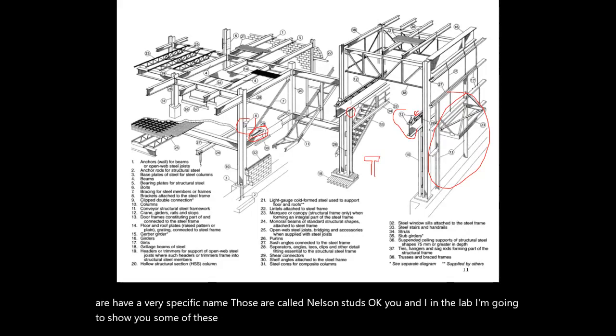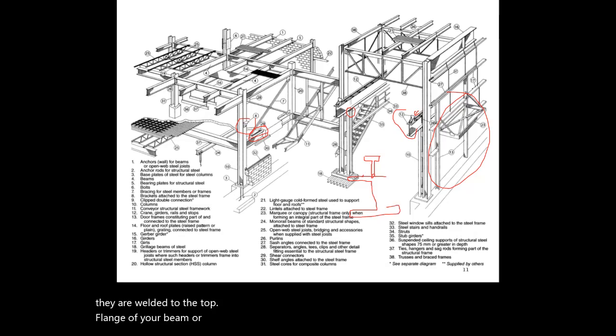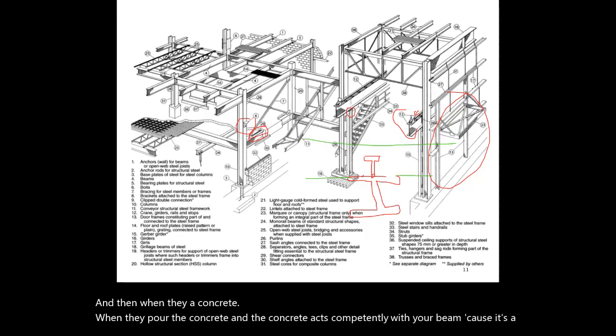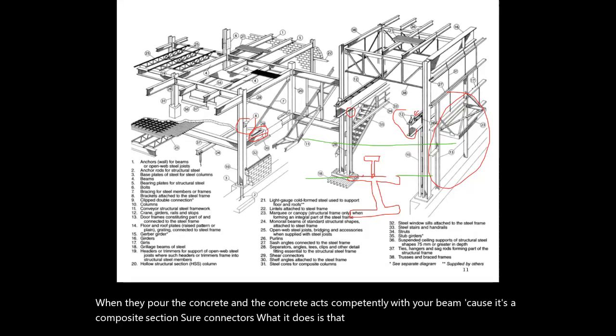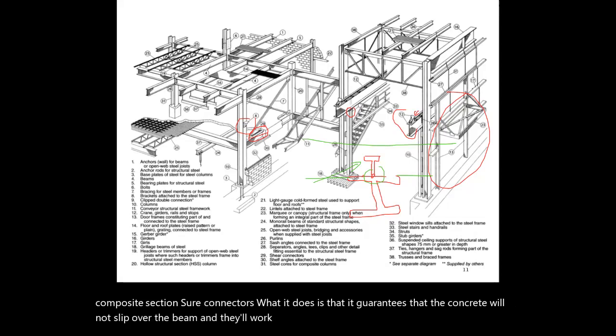Okay, Nelson studs, and what they do is that they are welded to the top flange of your beam or your girder, and then when they pour the concrete, the concrete acts compositely with your beam because it's a composite section. What the shear connectors do is guarantee that the concrete will not slip over the beam and that they'll work together. That's what the shear connectors do, okay? So these are shear connectors.